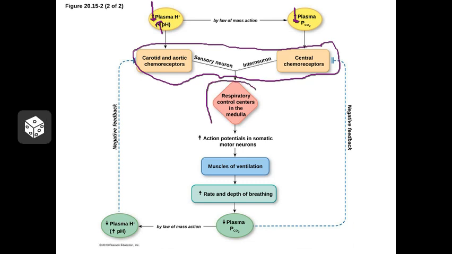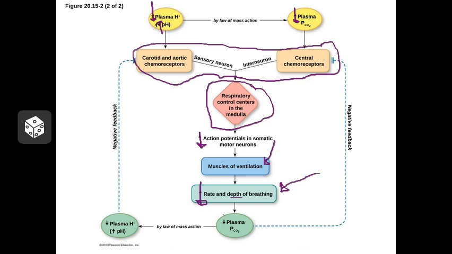Well, fewer signals reach the respiratory centers in the medulla. This will decrease the output from the medulla. So the action potentials in the phrenic nerve decrease. That suppresses the muscles of ventilation. The result is a decrease in respiratory rate and depth of breathing. In other words, in this situation, we are conserving carbon dioxide instead of exhaling it.